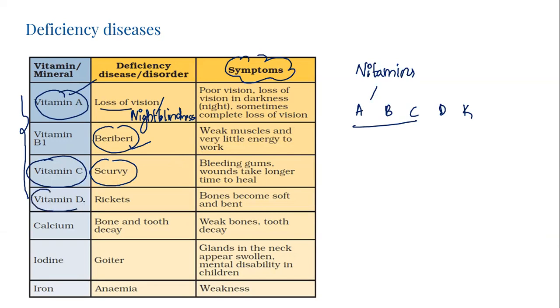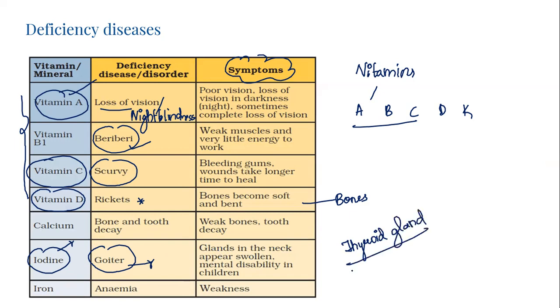The deficiency of vitamin D results in a disease called rickets, and this is associated with the bones. The bones are going to become soft and bent. Calcium deficiency results in bone and tooth decay, and weak bones. The deficiency of iodine results in goiter. Iodine is important for the proper functioning of the thyroid gland, and if it is not functioning properly, it would result in the disease called goiter.